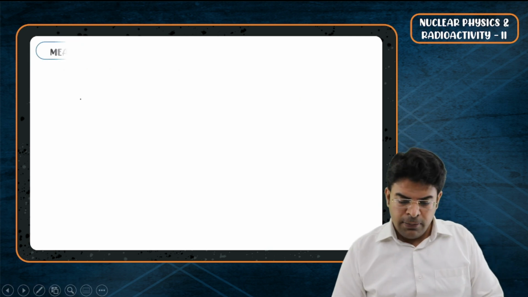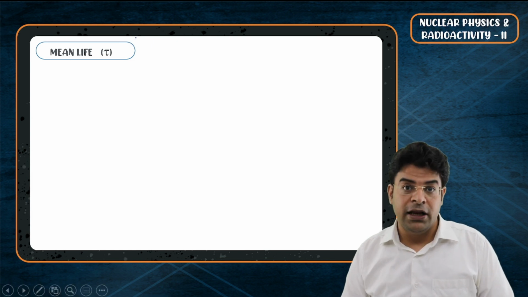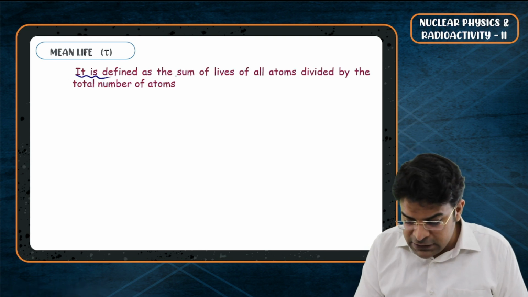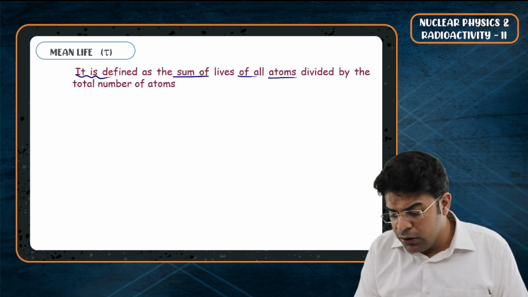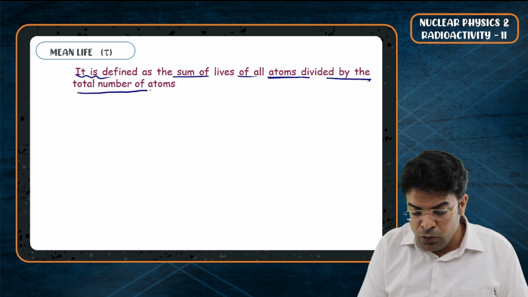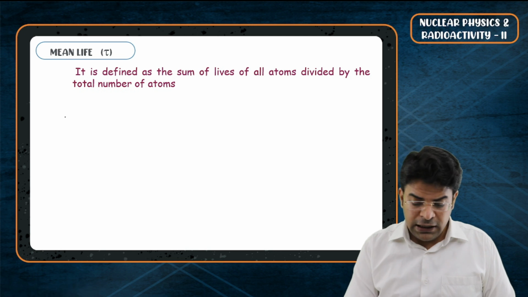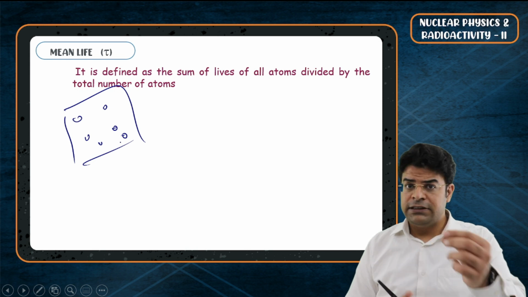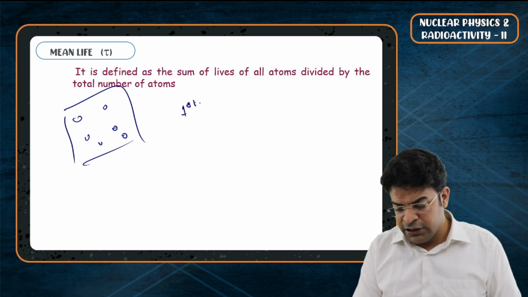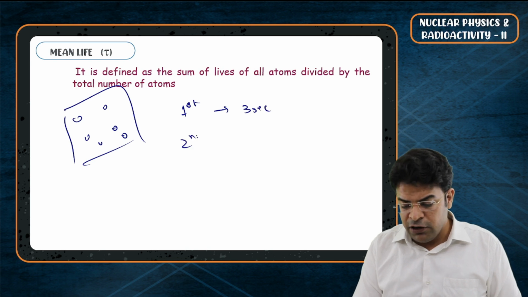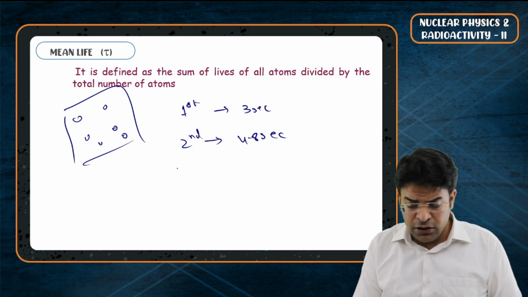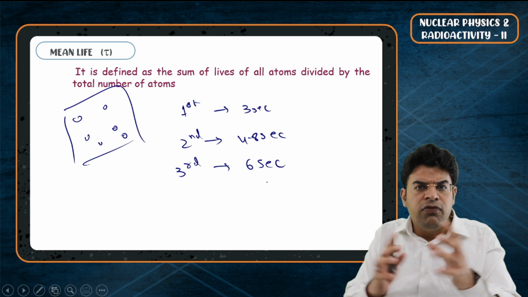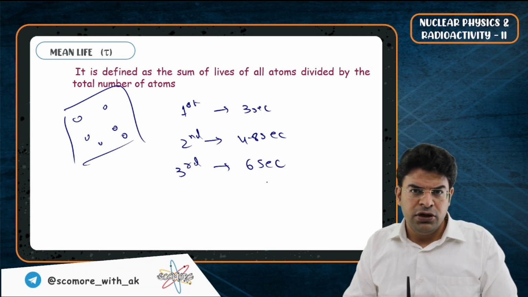So now let's talk about the last topic we need to cover, and that is mean life. The symbol we use for mean life is tau. It is defined as the sum of lifespan of all radioactive atoms divided by the total number of radioactive atoms. Let's say in a sample you have got a huge number of radioactive atoms. Let's say the first radioactive atom decays after 3 seconds. The second one decays after 4.8 seconds. The third one decays after 6 seconds. So what is the average lifespan of all these radioactive atoms? What is their mean lifespan?